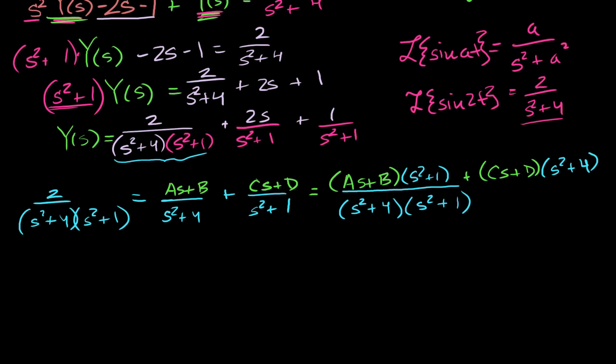So as times s squared is as to the third. As times 1 is plus as. b times s squared, so plus bs squared. And then you have b times 1 is plus b. And then you have cs times s squared. That's cs to the third. And then cs times 4. So it's plus 4cs.